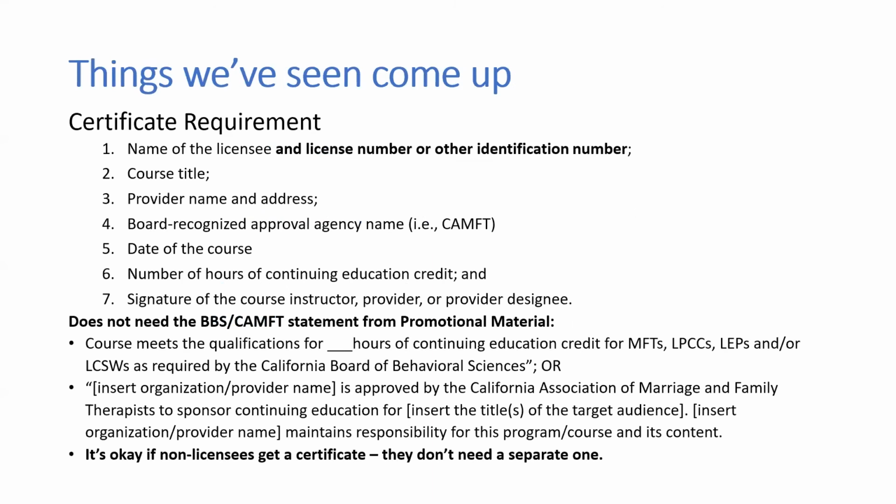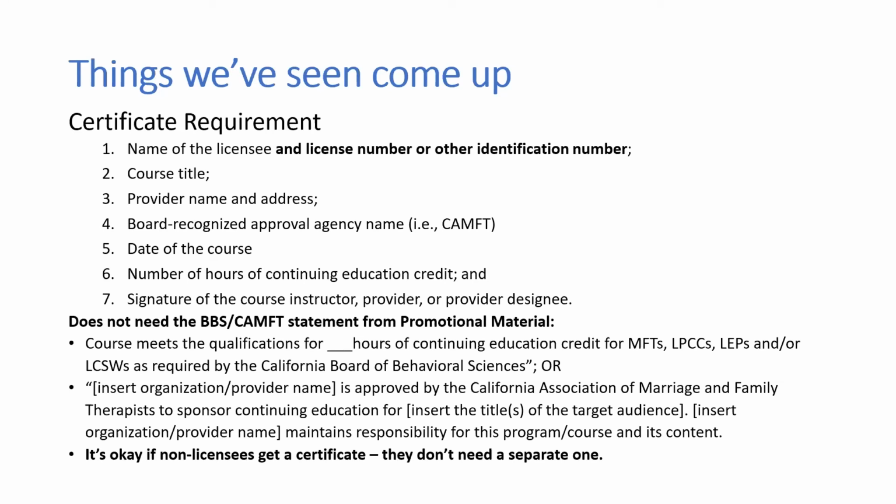Some of the things that we've seen come up, probably within the last year: the certificate of course completion requires 7 items. I'll go through the list and then go into a little more detail on the items that we've seen come up. First and foremost, the name of the licensee, as well as their license number or any other identification number.